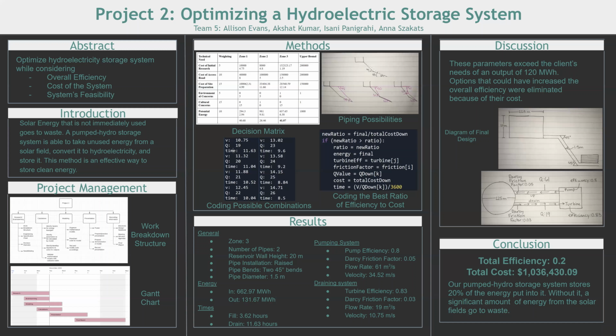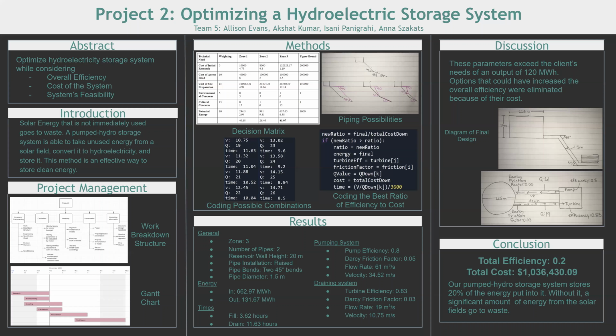The code went through all of these combinations and remembered the combination with the highest ratio of final energy to cost. This section of the code is shown in the bottom right corner of the method section. This way, the results would give us the best energy output for the lowest price. The combination it remembered was what we chose for the final design.